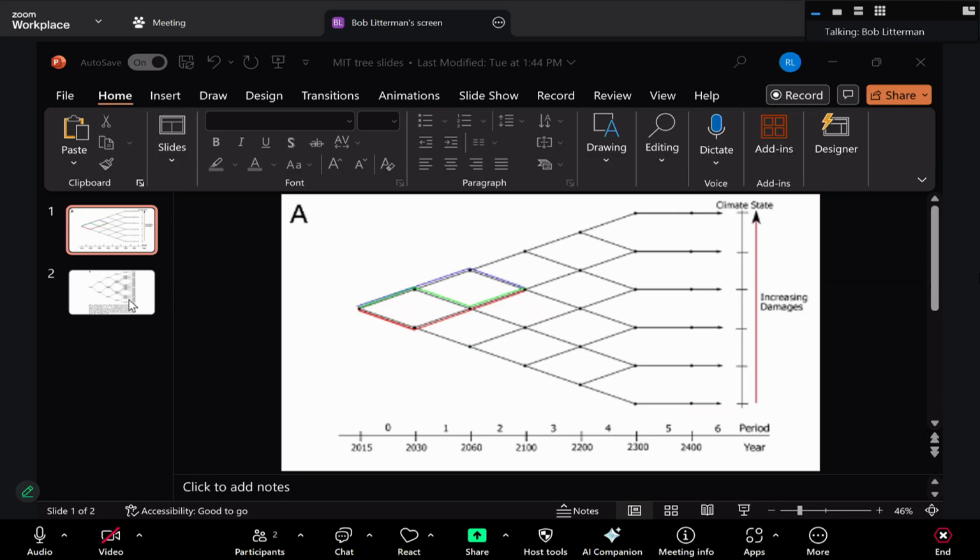And so if I go to the next slide, let me see here. Oh, I didn't do the slideshow. So let me do that now.